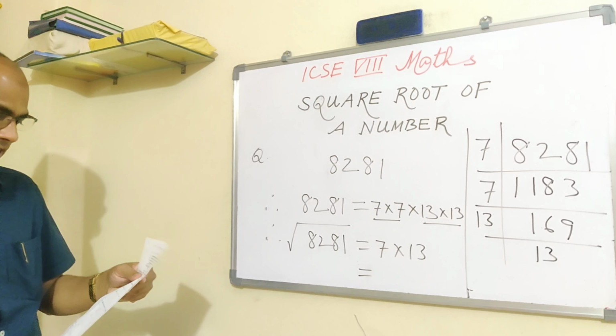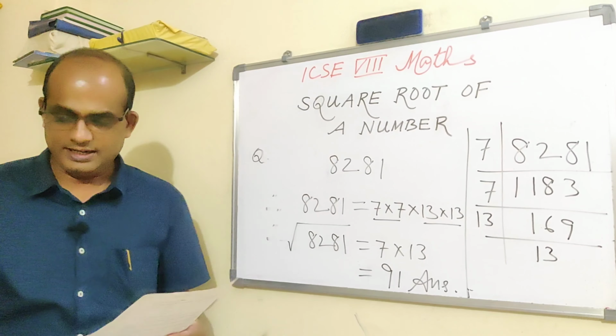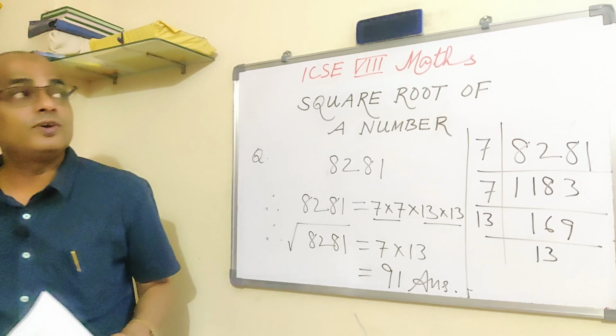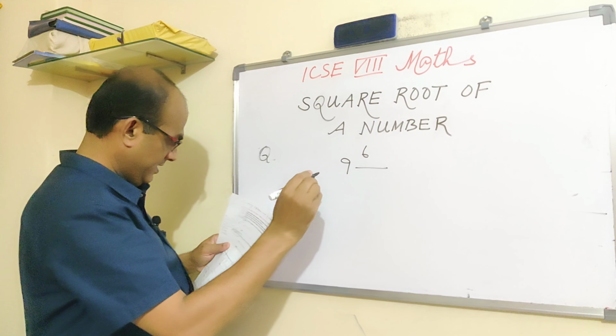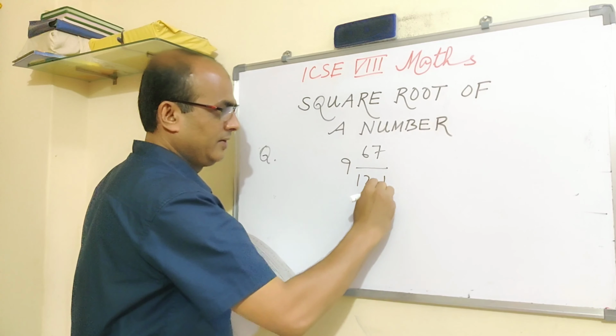Clear? Okay. Now one more question, and this is the last question. Last question for today, and the question is: find the square root of 11 upon... Next question. Find the square root of 9 and 67 upon 121. Okay, a mixed fraction.